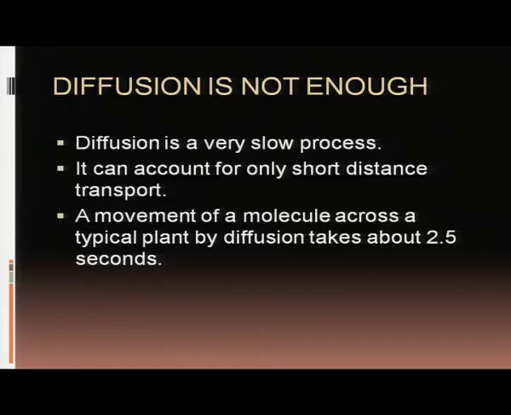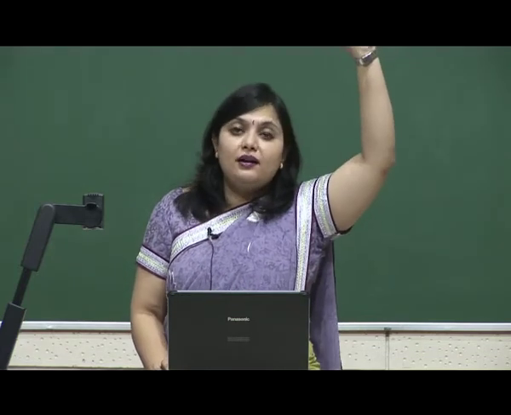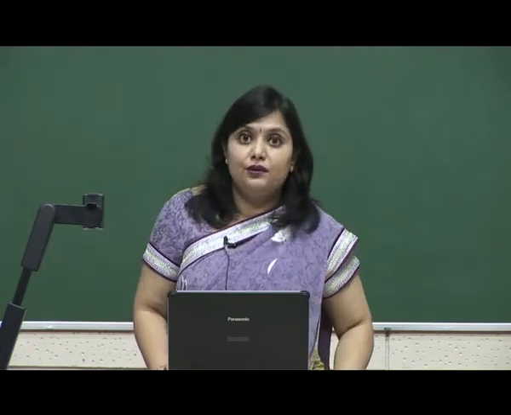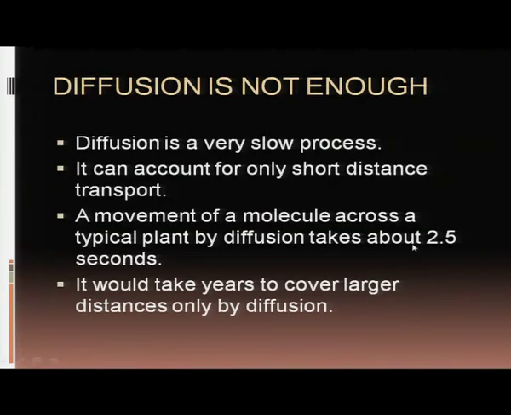In diffusion, if a molecule is moving across a typical plant cell, it will take about 2.5 seconds. This is a big number when we think about the great heights of the trees that are present there. Imagine how many years it will take for a molecule to move from soil right to the top of that tree only by diffusion. So, diffusion cannot actually account for the large distance transports that occur in the plants.